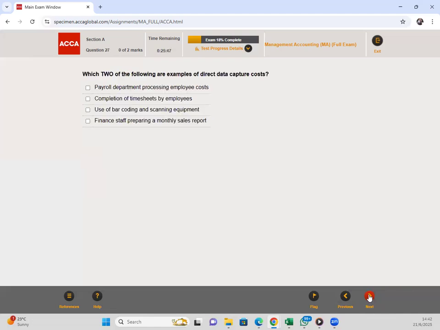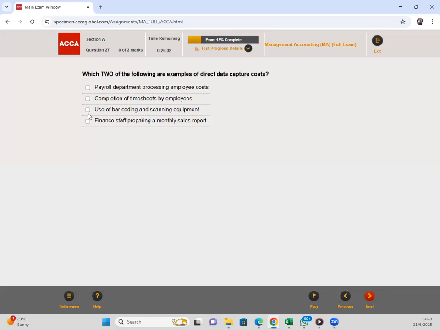Which of the following examples are direct data capture costs? So the costs associated with extraction of the data, feeding it into our system. So it's extraction of data, which can be the cost of extracting the data, capturing the data into our system. The direct data capture costs, the costs associated with capturing the data. What do you think?